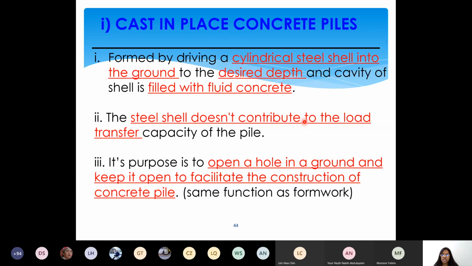Steel shell doesn't contribute to the load transfer capacity of the pile. Okay. The steel shell does not contribute to the load transfer capacity. Yeah, the casing cannot take any load. That's what the information here. Its purpose is to open a hole in the ground and keep it open to facilitate the concrete, right? Same function as a formwork.